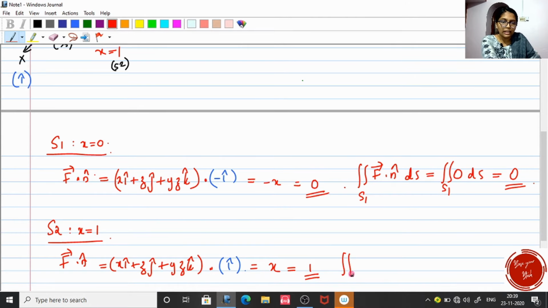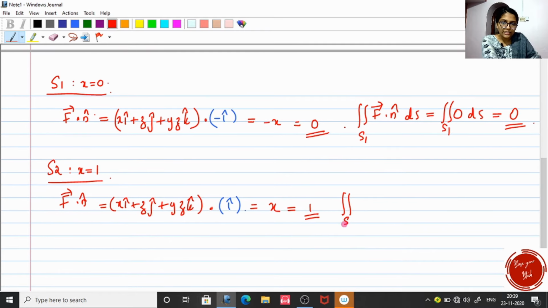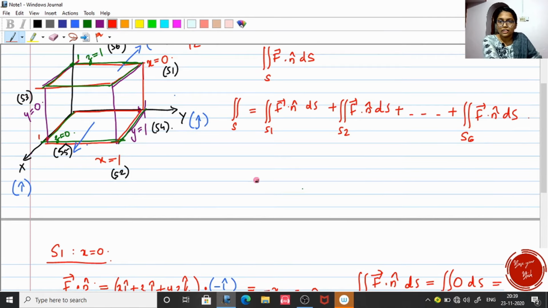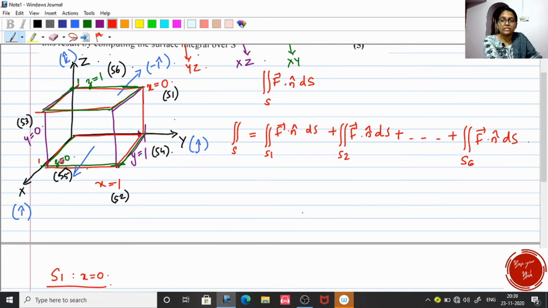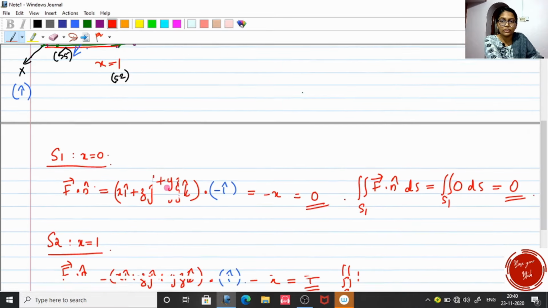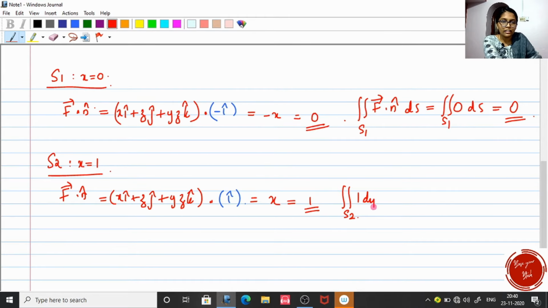Solving it out, we get xi cap dot i cap, which is x itself, and the x value here is 1. So, in the double integral over S2, f dot n cap value is 1, and what is ds? ds is actually the variation of that surface. Which are the dimensions for this surface S2? Here the S2 surface varies along the y direction and the z direction. So, y direction means dy is the variation, and for z direction dz is the variation. So, we need to write dy dz.